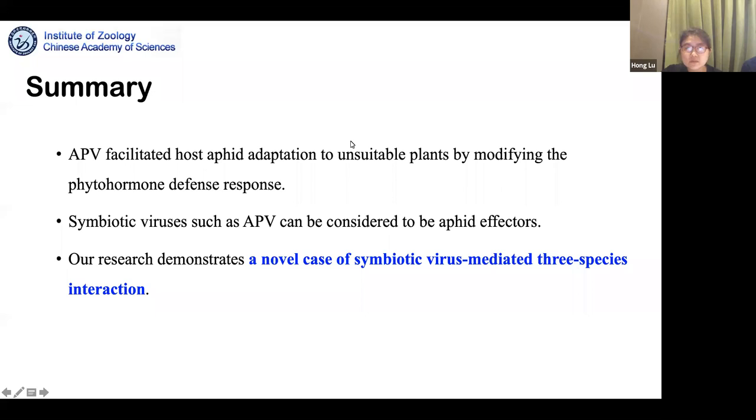There is no difference. Different response according to growth and development of plant. Okay.